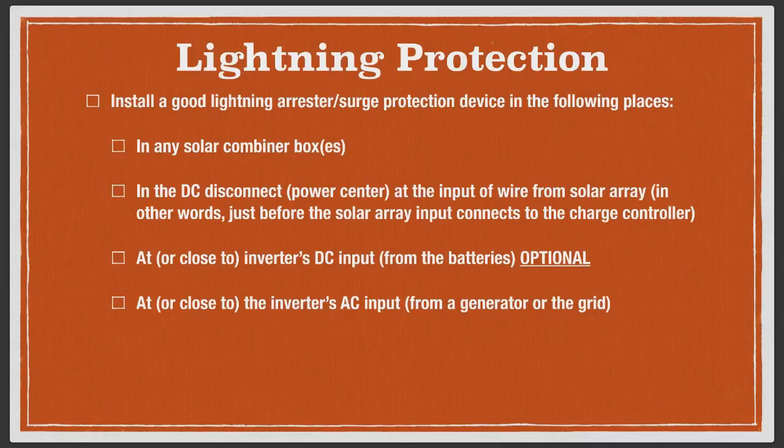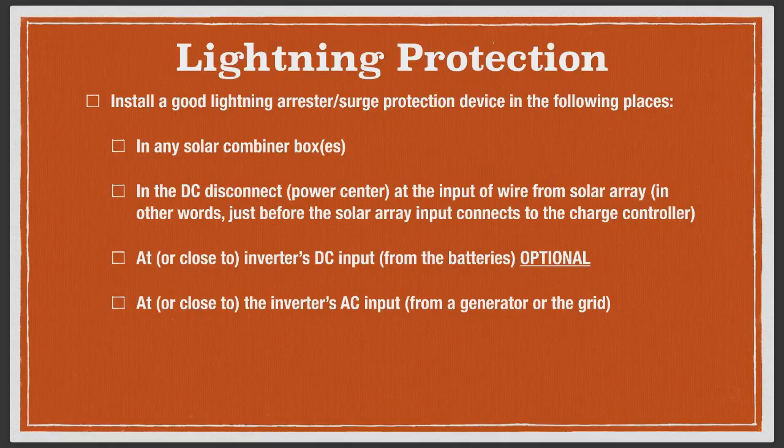Another place I'd put a lightning arrestor is at or close to the inverter's AC input, and that's where a generator or grid power could connect into the inverter, and it uses that generator or grid power to charge up your batteries or passes it through to the house. That input is vulnerable because you've got a potentially long wire running in from the generator into the inverter, and that wire could pick up energy. And of course, as we've discussed, the grid is a disaster waiting to happen.